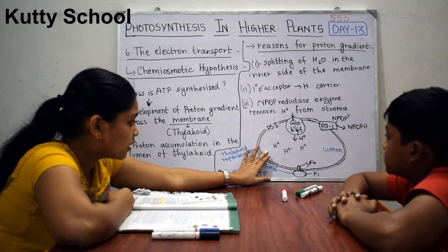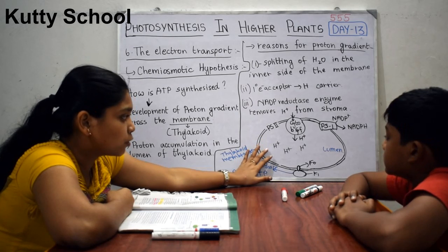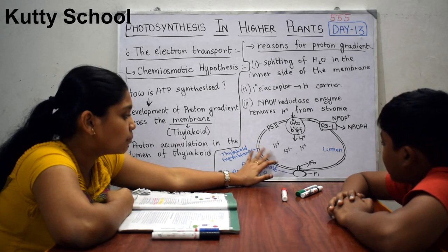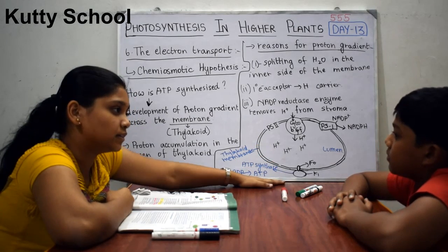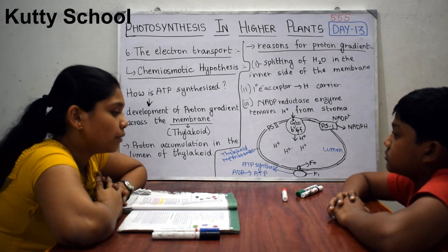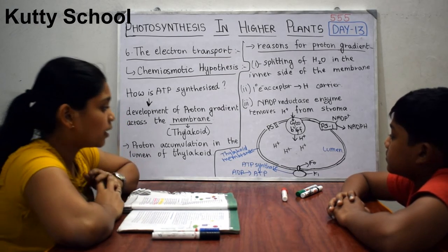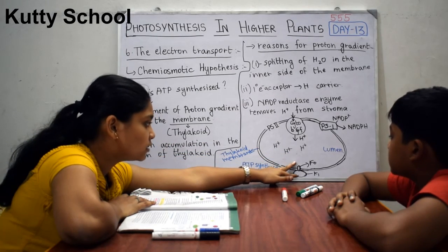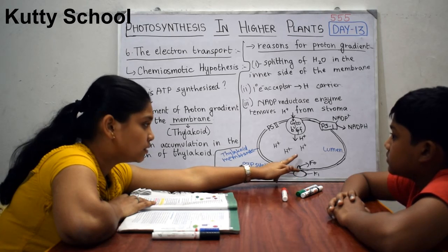With this proton gradient, the more protons accumulate in the lumen, the more it is accompanied by ATP synthesis. So how is ATP synthesized? There are some membrane proteins, F0 and F1, which help to synthesize ATP. We will be studying this in the next slide.